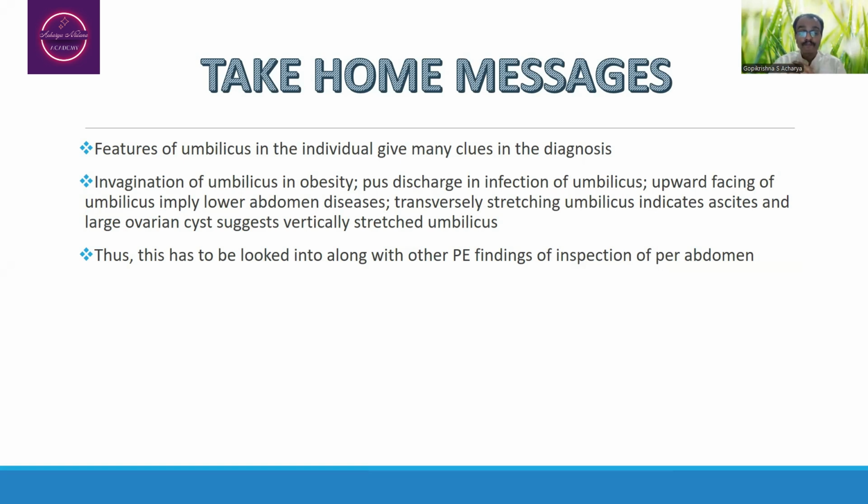So this has to be looked into along with the other physical examination findings of the inspection. The per abdomen has to be taken care of. For example, if the person has stretching of the skin and the direction of the umbilicus is upwards, this stretching of the skin as well as these two signs may indicate the person may be suffering from a chronic lower abdominal swelling.